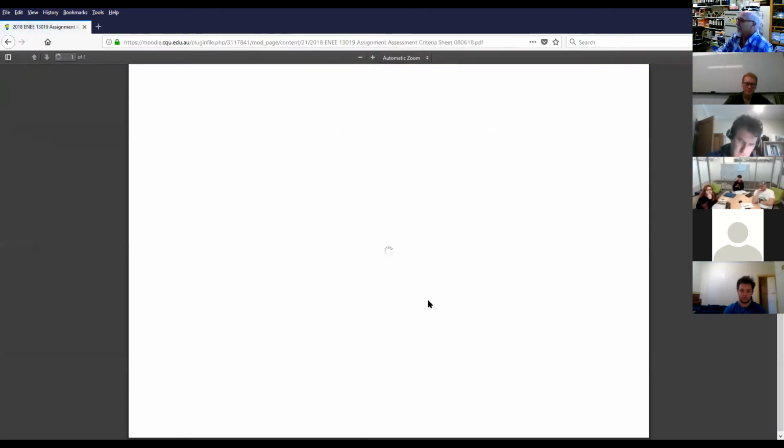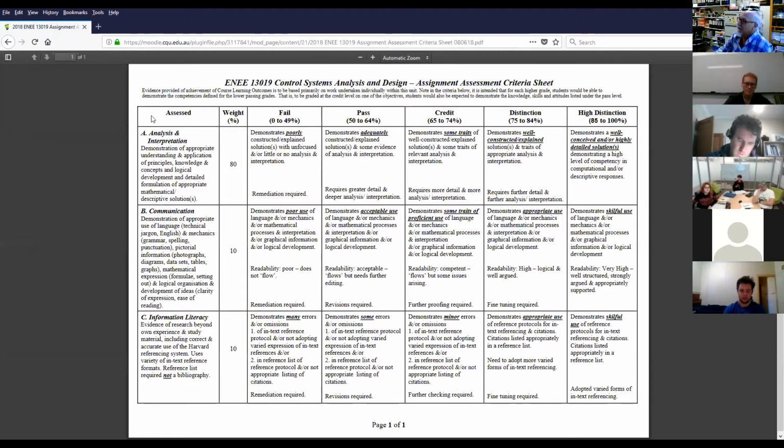Assessment criteria, well, again, we are concentrating on the same 3 things: analysis and interpretation, communication, information literacy. So it's only 10%, but again, it's an easy 10%. Easy 10% to get, and easy 10% to lose. So keep that in mind.